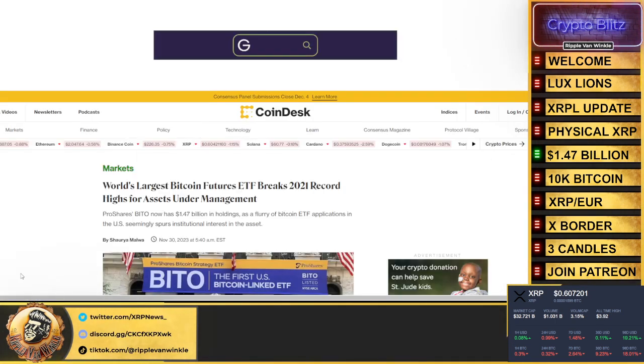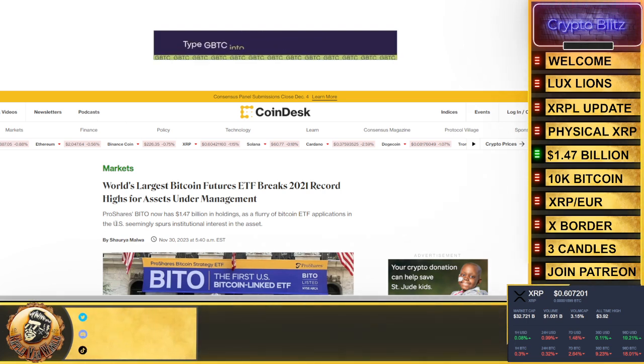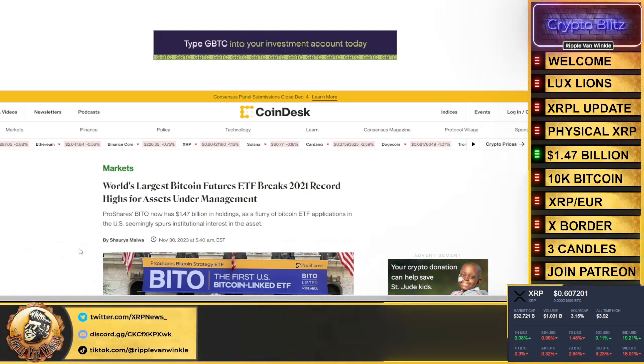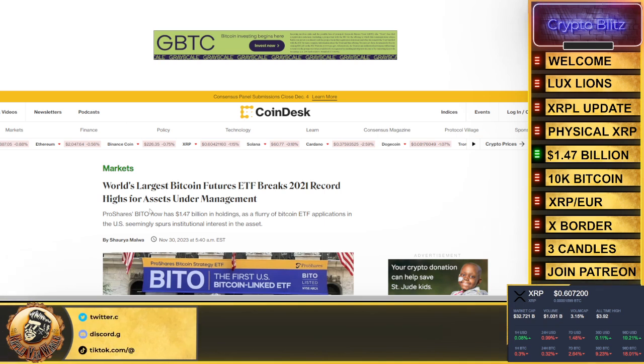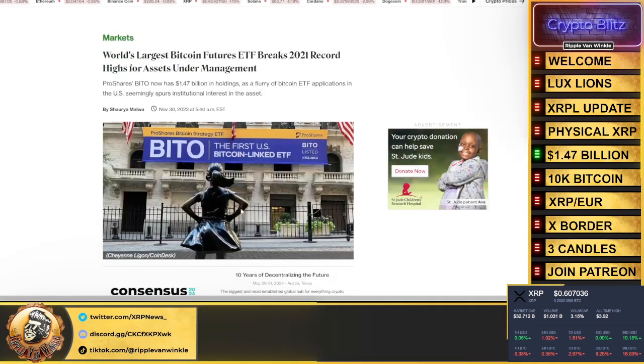ProShares, get this one. Bito now has 1.47 billion in holdings as a flurry of Bitcoin ETF applications in the US seemingly spurs institutional interest in the asset. I told you, the institutions are coming. And when we talk about institutions, we're not just talking about institutions in the U.S. We are talking worldwide institutional adoption. That is what is going to drive the cryptocurrency markets during this bull cycle. It's that simple. There's no fighting it.